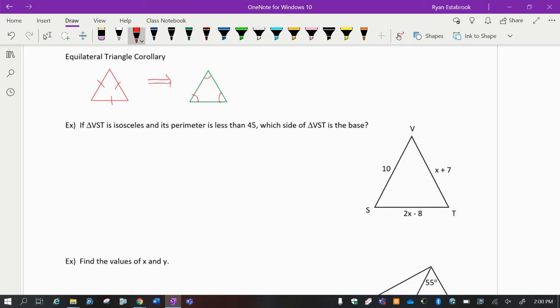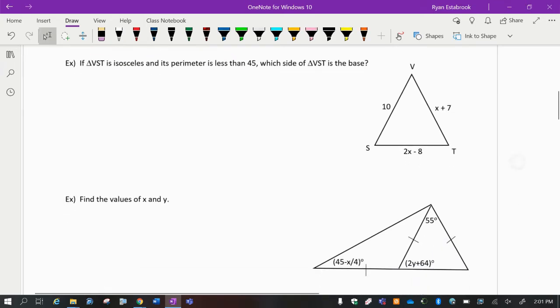While this isn't a definition, the biconditional still works. If all three angles are congruent to each other, then all three sides would have to be congruent to each other. Again, that is our equilateral triangle corollary. Let's look at some examples. I'd encourage you to pause the video, try them on your own, and when you're ready, look at the answer and listen to the explanation.